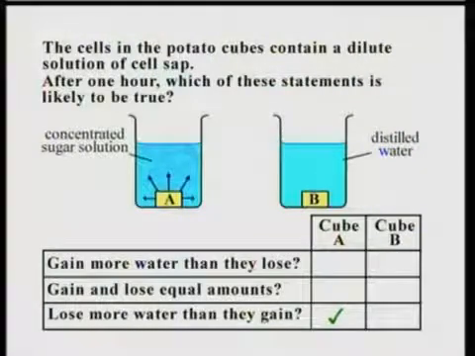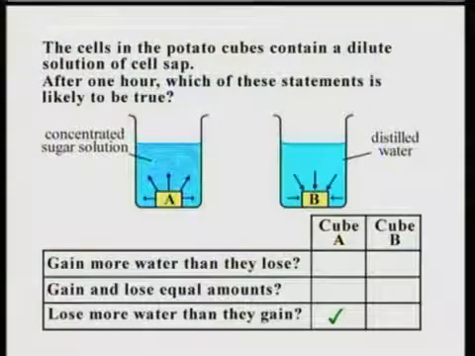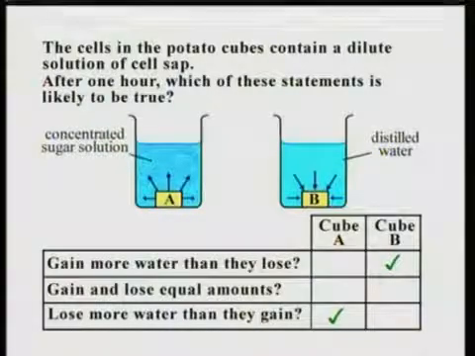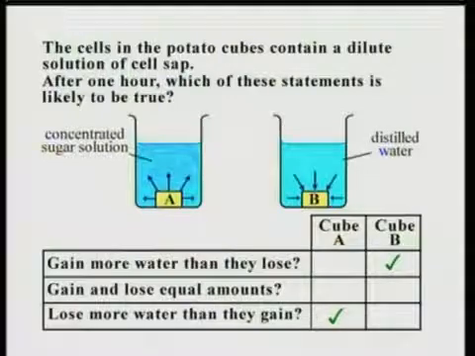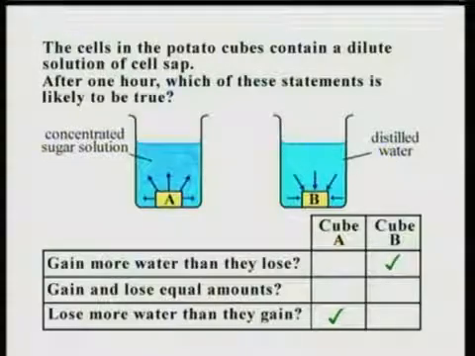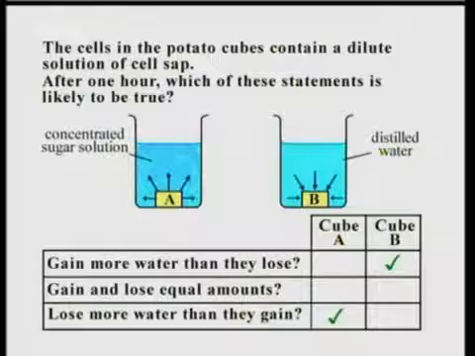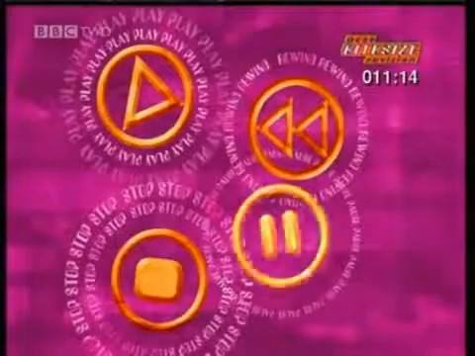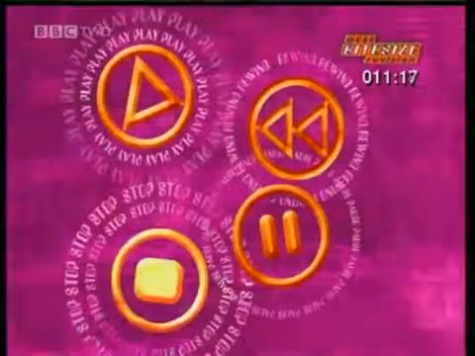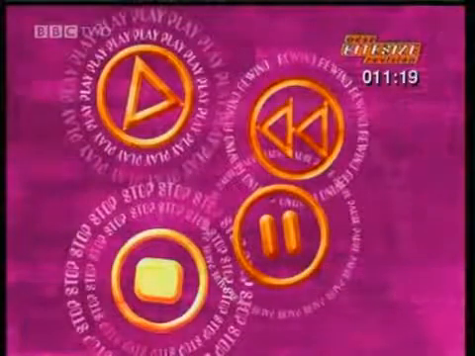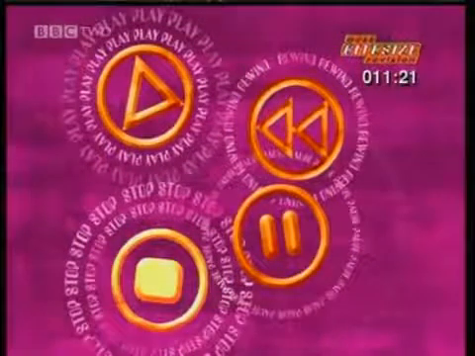With potato B, the distilled water has a greater proportion of water than the dilute cell sap in the potato. So the water will move from the water into the sap to try and balance things out. This means that potato B will gain more water than it loses. That's the end of the section on the movement of material in and out of cells.